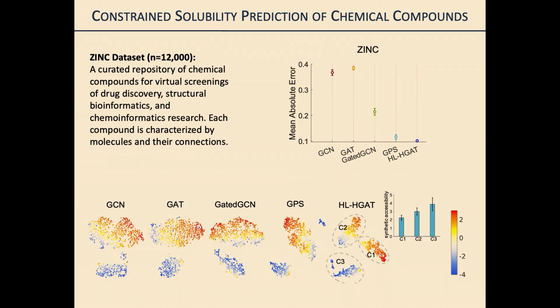And here is the attention neural network. And here is the gated mechanism, similar to the attention. And here is the graph transformer. And this is our approach. So you can see there's color down here, and from blue to red, solubility increases in this dimension.